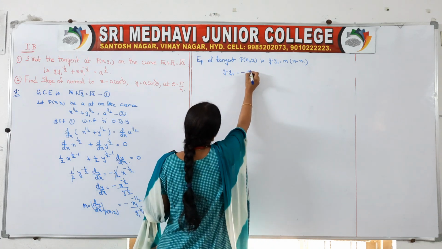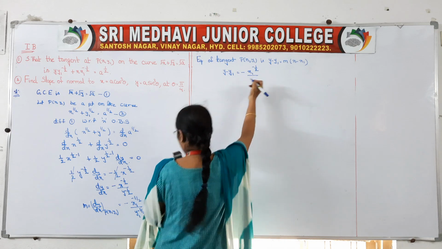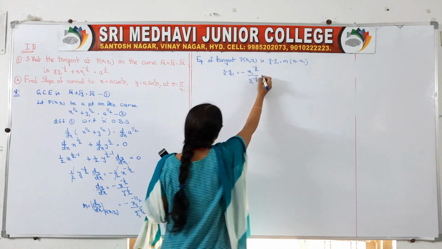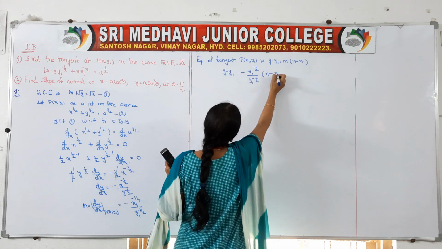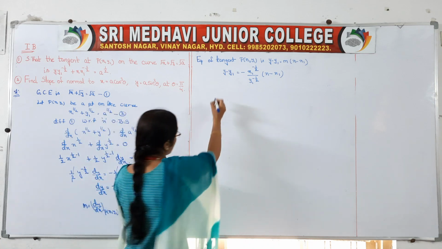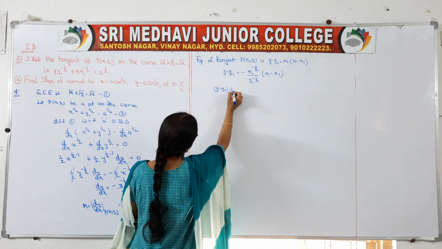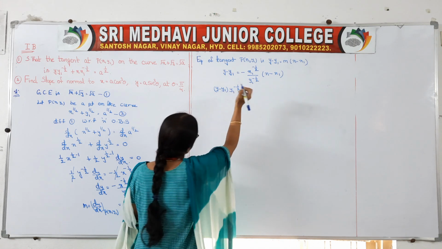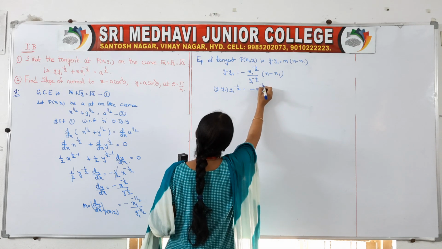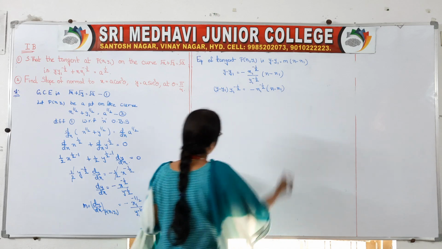Minus of x1 to the power of minus 1 by 2 by y1 to the power of minus 1 by 2, into x minus x1. Send this value to the other side. So it is y minus y1 times y1 to the power of minus 1 by 2 is equal to minus x1 to the power of minus 1 by 2 times x minus x1.